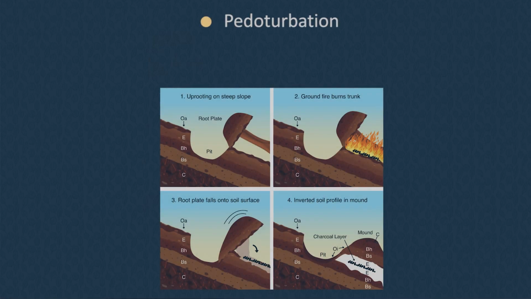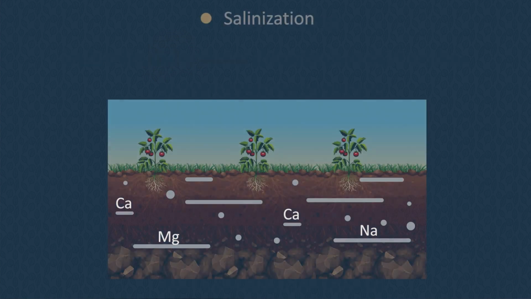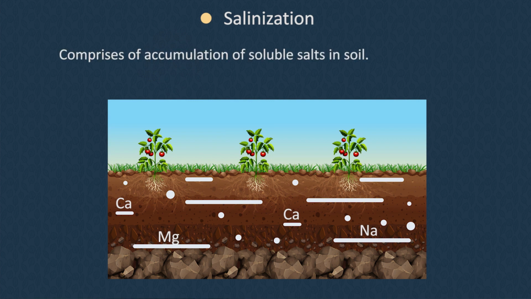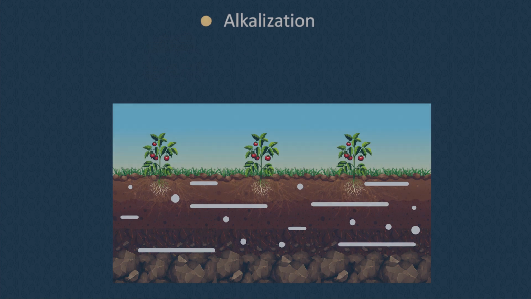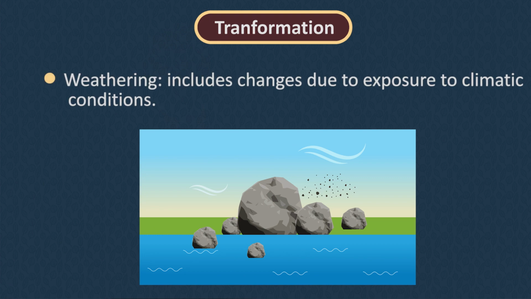The other methods include pedoturbation, in which biological or physical mixing of the soil materials takes place, and salinization, which comprises accumulation of soluble salts in soil. Alkalization is considered as the accumulation of sodium in the soil. Next is transformation, which comprises weathering. It is a process that includes the changes due to exposure to climatic conditions.